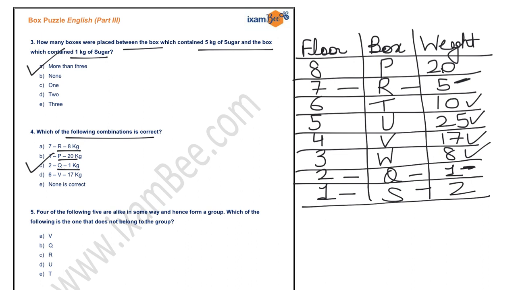Now, 4 of the following 5 are alike in some way, hence form a group. Which of the following is the one that does not belong to the group? So, if you focus on your options, V contains 17 kg, right? Your Q contains 1 kg, R contains 5 kg, U contains 25 kg, and T contains 10 kg. So all the 4 are odd numbers and your last option T is an even number. Therefore option E is correct.